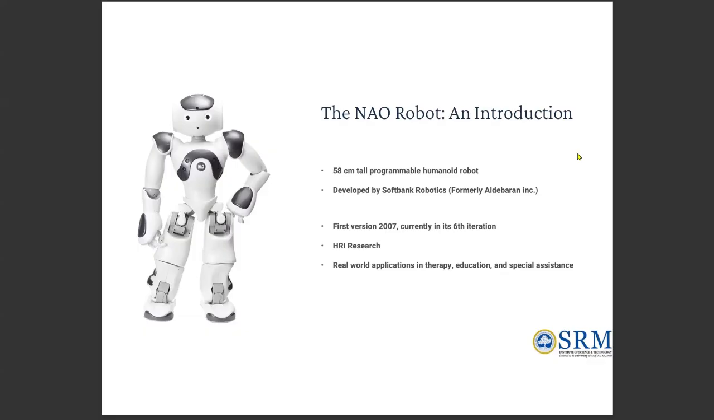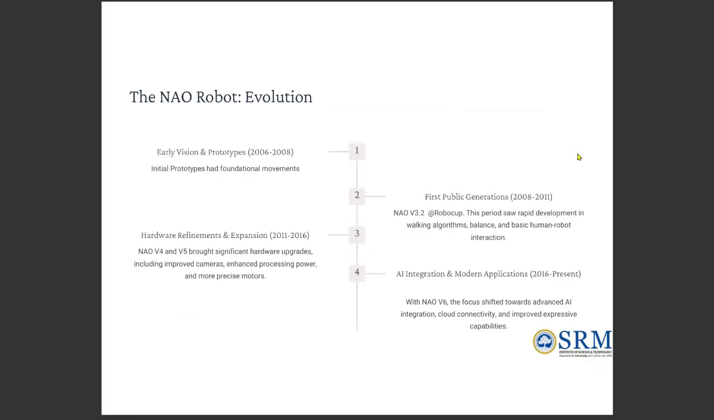Other than that, there are a lot of research areas. One is HRI, human robot interaction, which is the main area. Since it has two cameras, four microphones, and a whole bunch of joints for gesticulation, you can use it for effective HRI studies. I'll show you some of that later on.